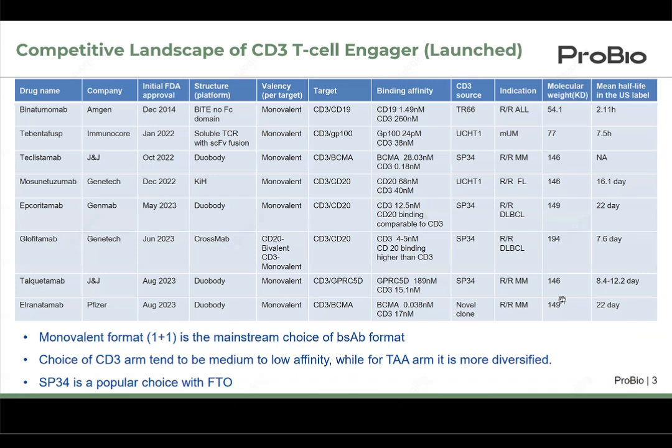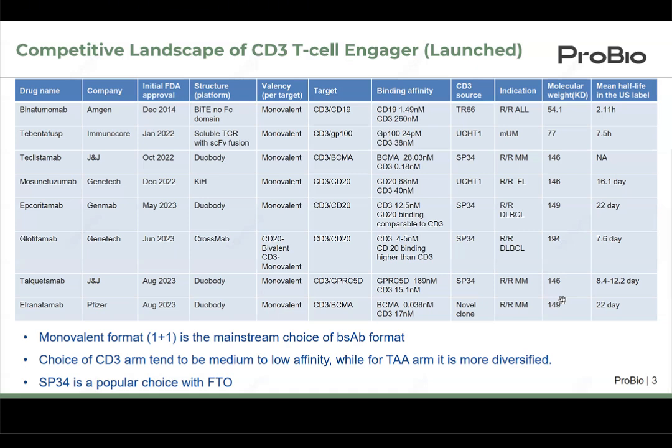So here is a summary table for the 8 CD3-based T-cell engager drug products that are still available on the market. Judging by the table, you can see that the monovalent format, the 1+1, is still the mainstream choice for most of the CD3-based T-cell engagers.